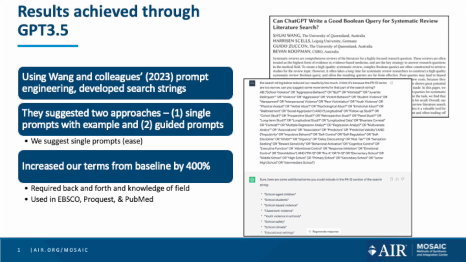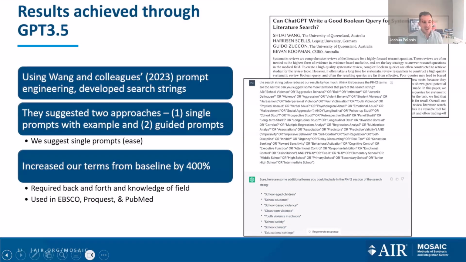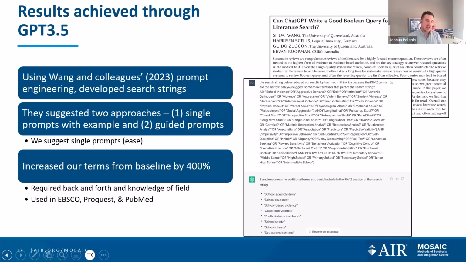So how do we use that output? Well, that's where the Wang and colleagues paper comes in. The takeaway is that they tested a bunch of prompts, and they looked to see how sensitive and specific the results were. So, how expansive were the results, and then also how good were the results at identifying the studies or the citations that they thought should be included in the review that they were conducting.